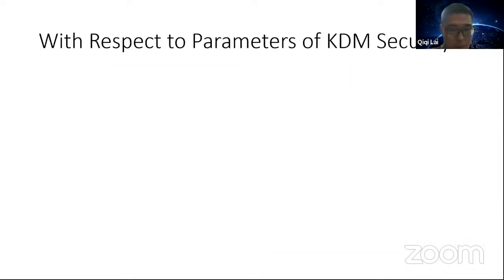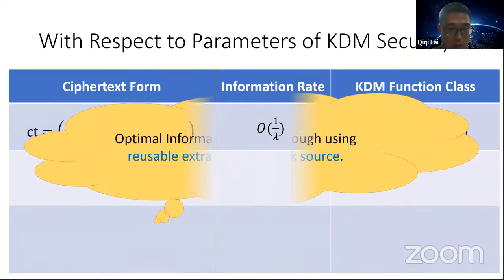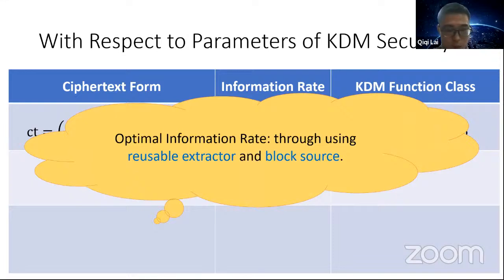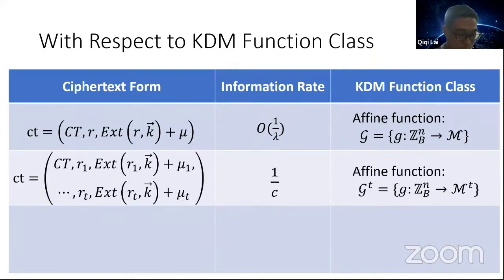Next, we focus on each parameter. Clearly, for the basic construction with this form of ciphertext, its information rate is 1 over lambda, and the KDM function class is affine functions. So it's still far away from our desired target, optimal information rate. Next, we try to improve the information rate through using the reusable property and the block source setting. In particular, our first step is to replace the extractor with a reusable version. In this case, the information rate is 1 over a constant.